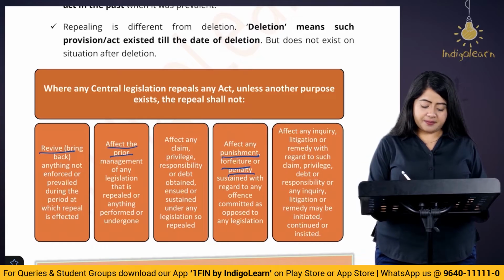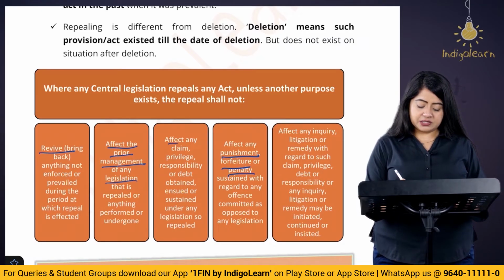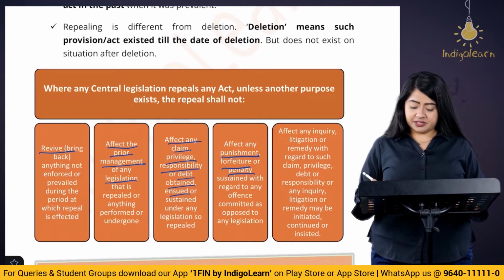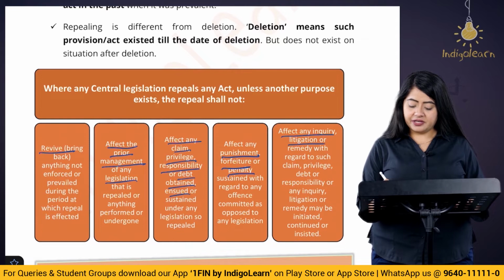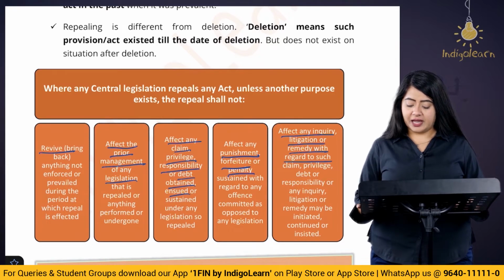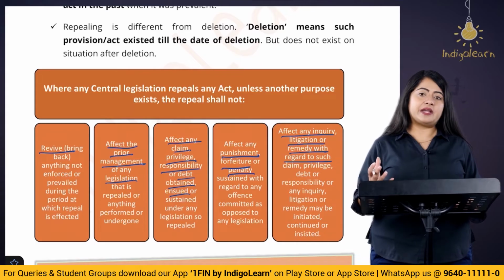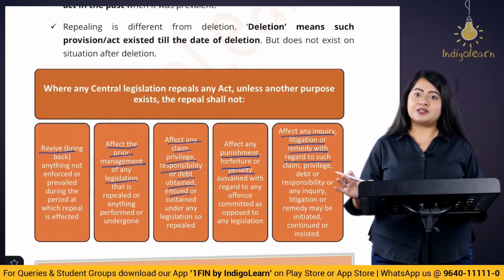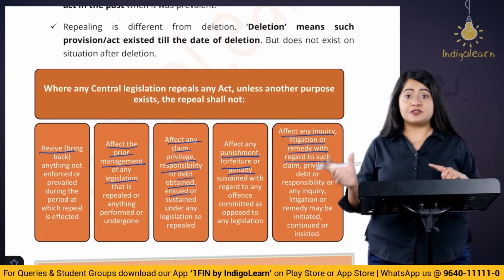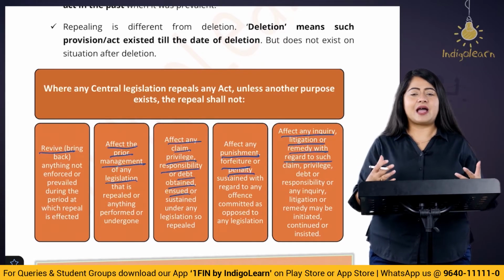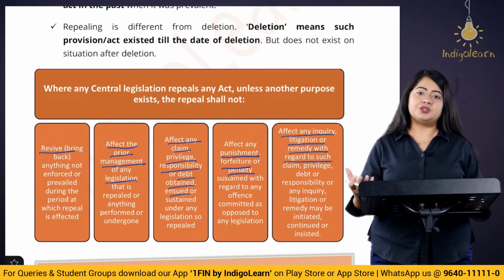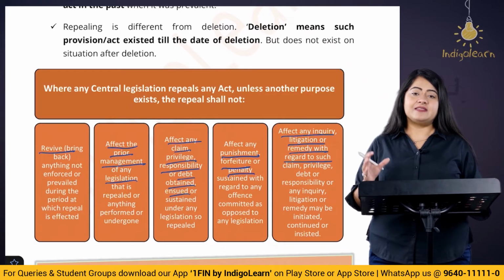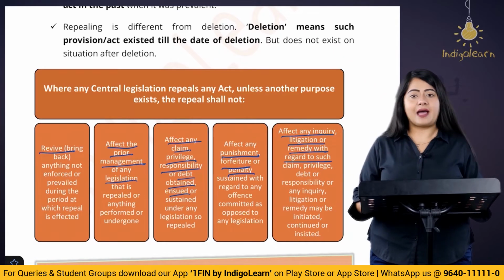It will not affect the prior operation of the legislation. It will not affect any claims, privileges, responsibilities, debts obtained according to that particular act. It will not affect any inquiry, litigation, remedy with regard to that particular act. So if there is any case also pending with respect to that act, it is going to continue. If someone got jail or penalty, it is going to continue. If someone got a particular property because of that act, it is going to continue. Whatever effects happen because of that enactment, they will still continue to happen. However, that act is completely cancelled out, it is repealed, and it will no longer be further applicable.